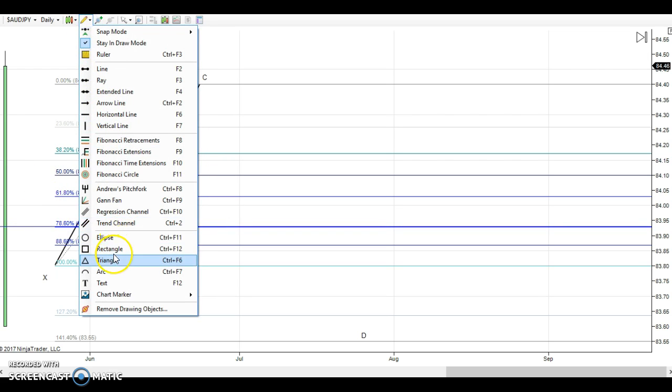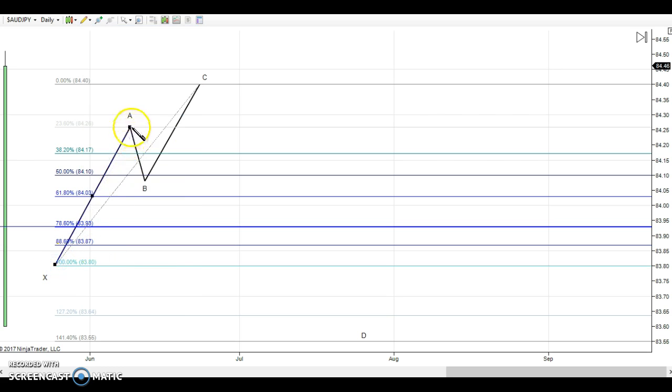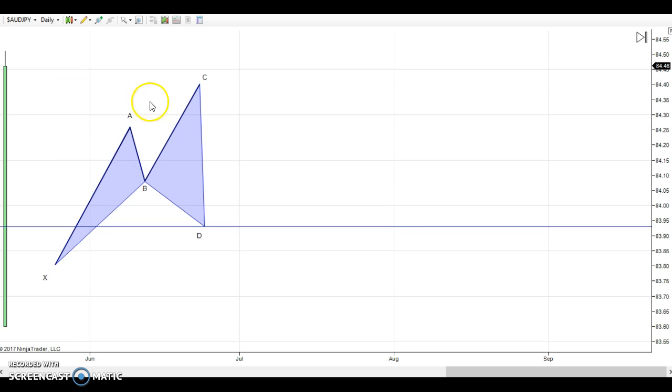Let's finish up this pattern. So X to A, 38.2% retracement down. We extend 127.2% up. And then we're going to come back down to the 786 right here to complete this Cypher pattern. And now, like I said, we're going to enter in the same direction as the impulse leg. The impulse was bullish, so we want to enter bullish here.